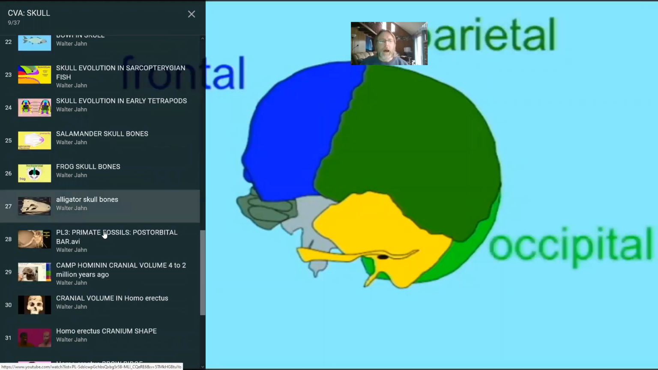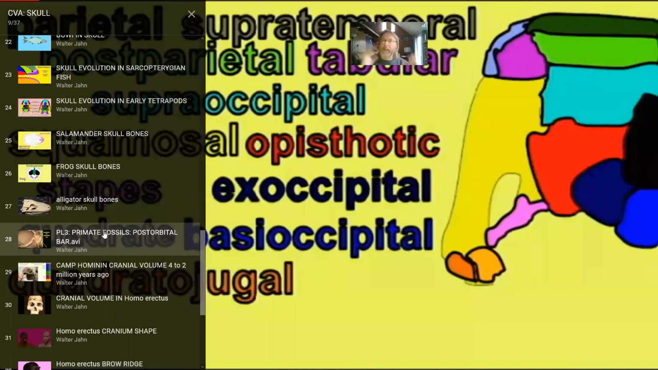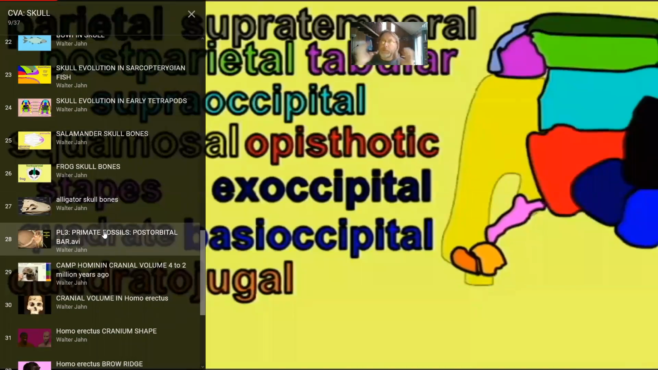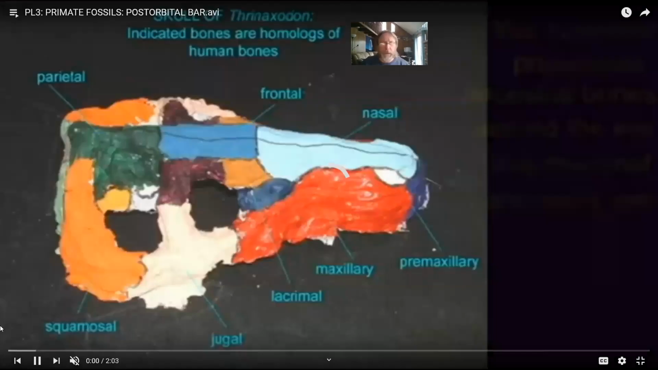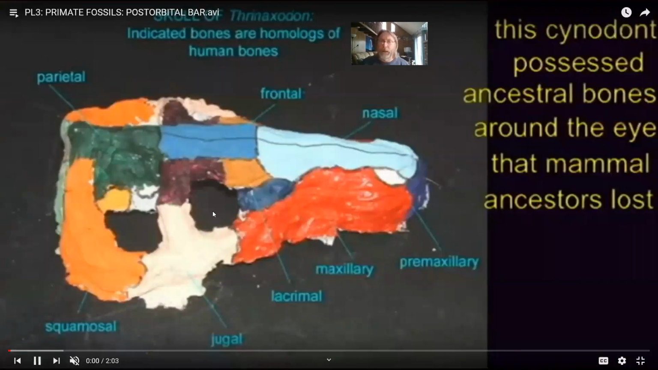Now, before going into the next bone, just a couple of side topics here. First was the ancestors of mammals had bones completely encircling the eye. So they had what was called a post-orbital bar. Remember, though, there were little bones like the prefrontal, the post-orbital, etc. So look here, this is a mammal-like reptile, a cynodont. And notice, here's a bone that other mammals have lost. So the mammals would lose this one and lose this one.